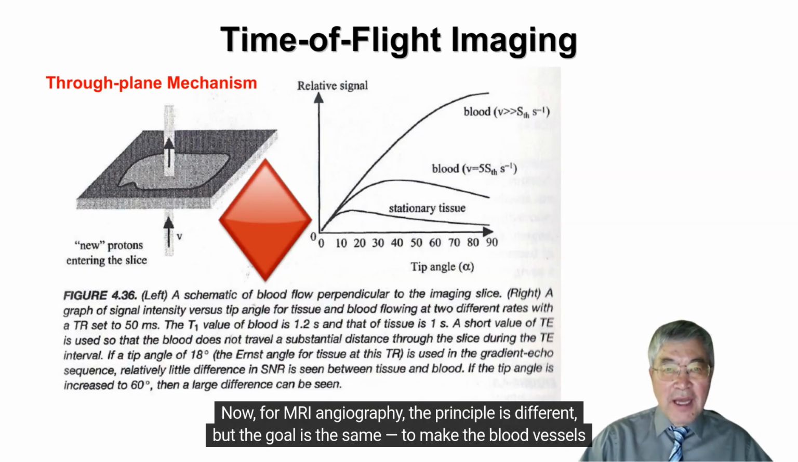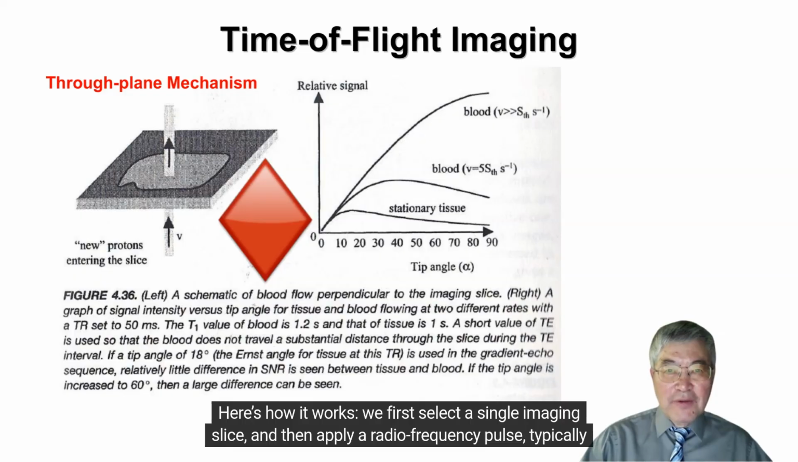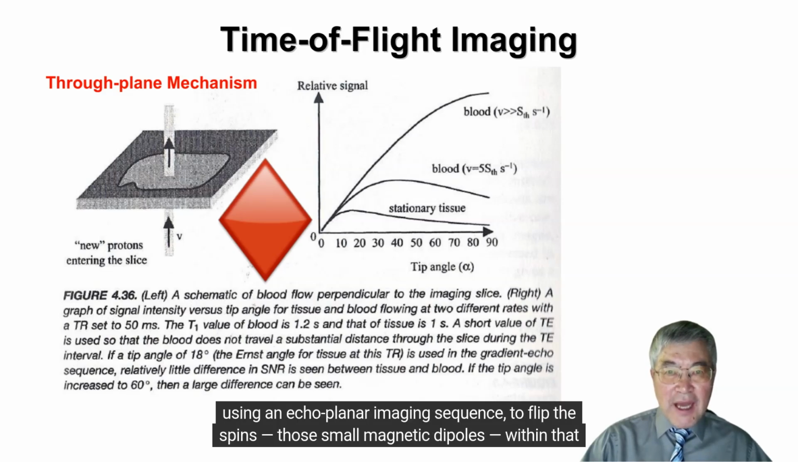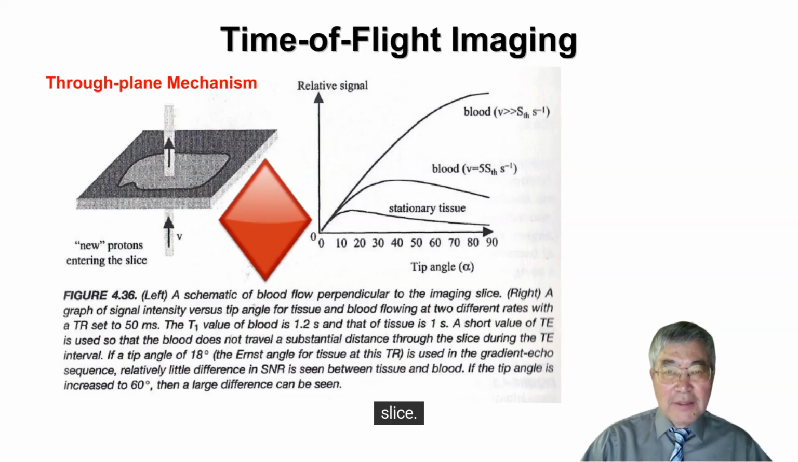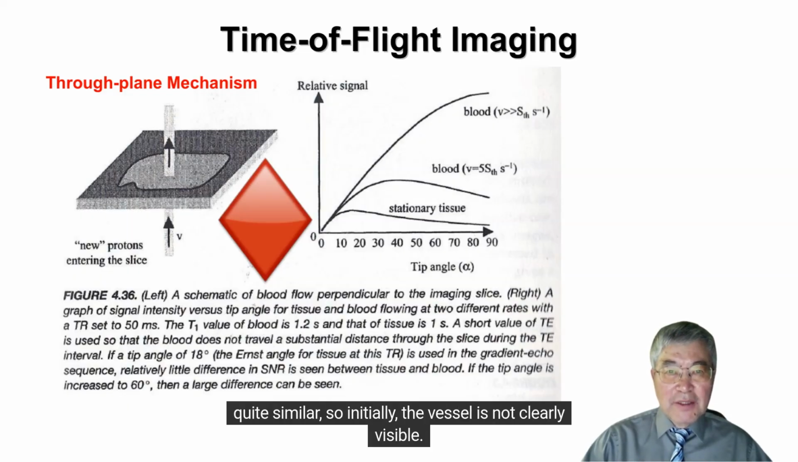Now, for MRI angiography, the principle is different, but the goal is the same: to make the blood vessels appear distinct from the surrounding tissue. Here's how it works. We first select a single imaging slice and then apply a radio frequency pulse, typically using an echoplanar imaging sequence, to flip the spins, those small magnetic dipoles, within that slice. At that instant, both the blood within the vessel and the stationary tissue generate signals that are quite similar, so initially the vessel is not clearly visible.